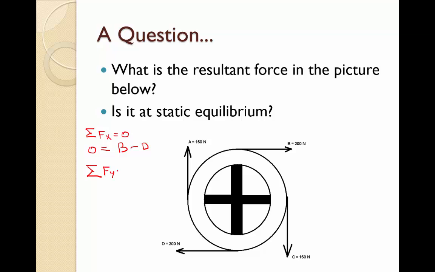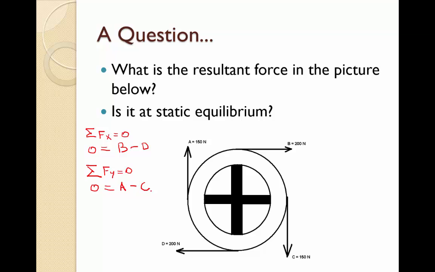If we sum forces in the y direction, we'll say that 0 equals A, which is going in the positive y direction, and C, which is going in the negative y direction. So once again, we're going to find that the resultant forces in the y direction are 0.